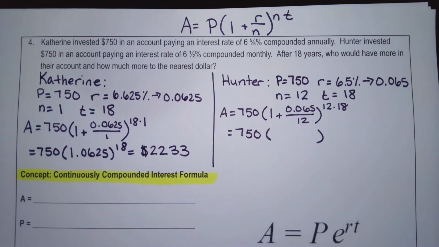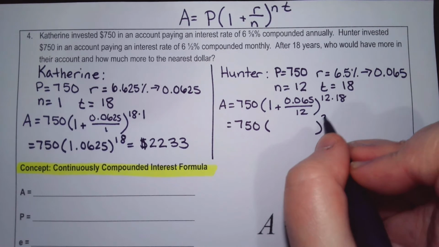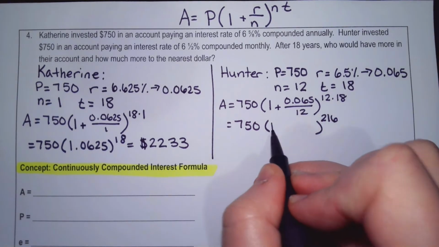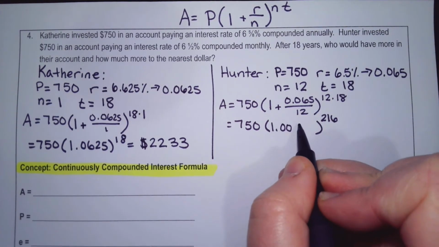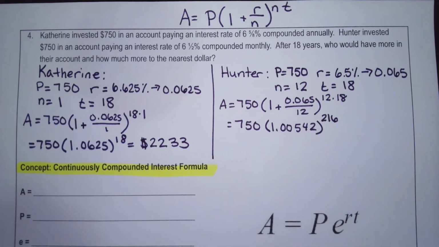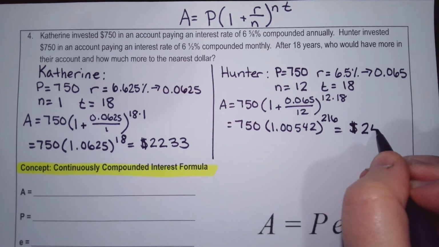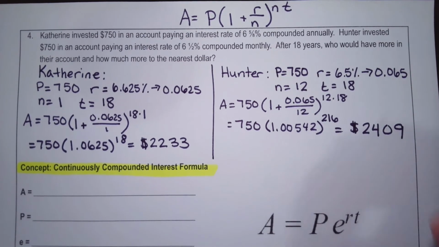All right. Let's do a little bit of simplifying to help us out. So we have 1.00542. All right. And we get for Hunter's total $2,409. So we have now run the calculations for both Catherine and Hunter.